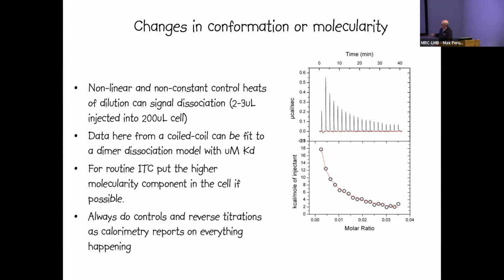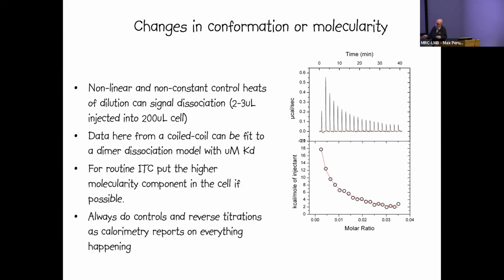It also means for routine ITC, you would tend to put the higher molecular component in the cell if that's possible. So sometimes when we've looked at protein DNA interactions, we've worked with very short pieces of double-stranded DNA, and therefore what we've done is put the DNA in the cell of the calorimeter, titrated in the protein from the syringe. Always do controls and reverse titrations.